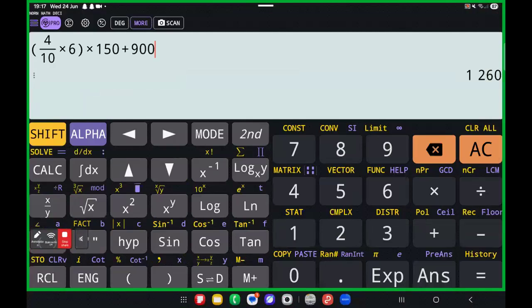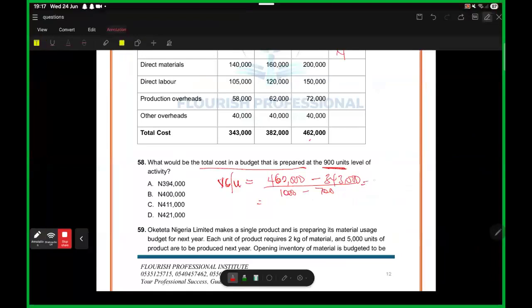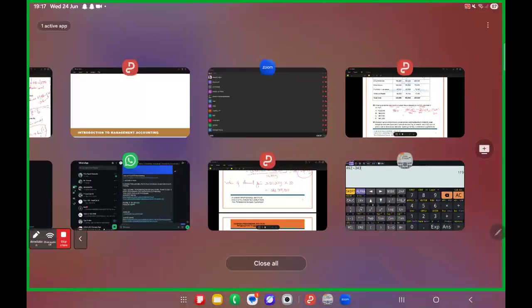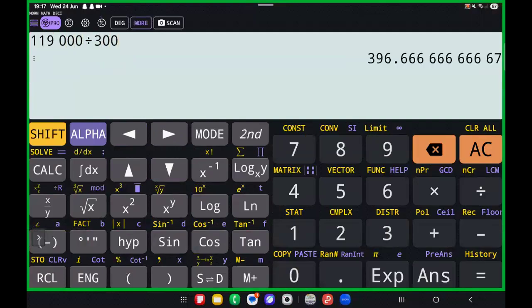What will be the answer? So I have 462 minus 343. I'm getting 119, if I'm not mistaken. So I'm getting 119,000 over 300. So I have 119,000 on 300.